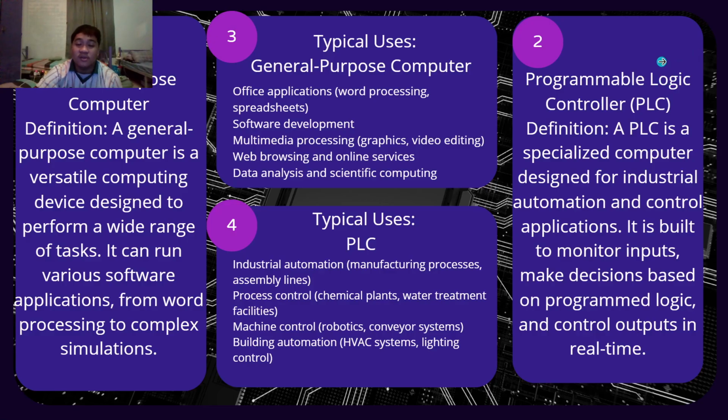And the typical use for the general purpose computer is office applications, software development, multimedia processing, web browsing, and data analysis. While for the PLC, they are industrial automation, process control, machine control, and building automation.